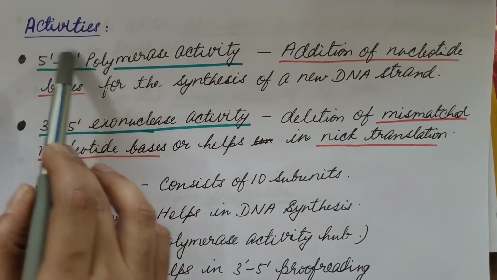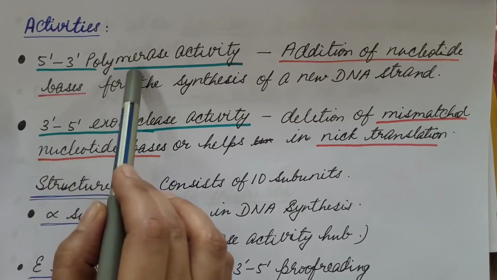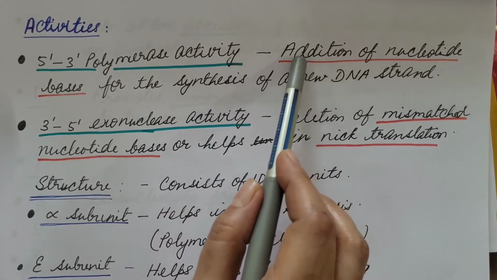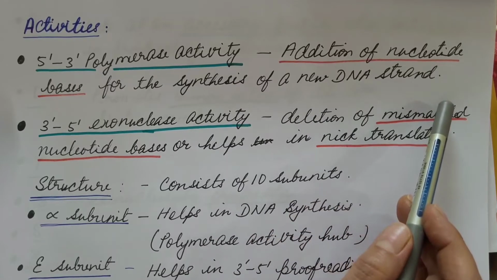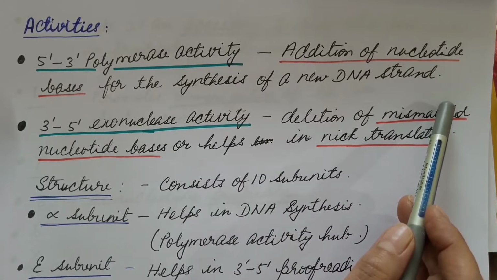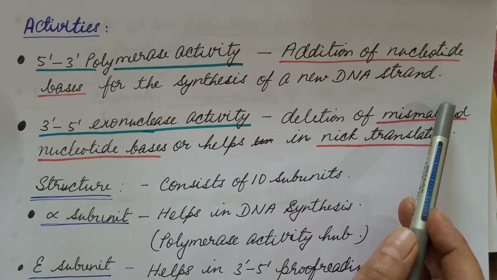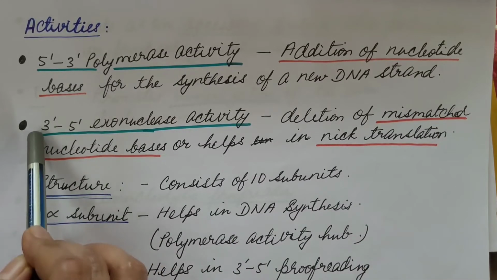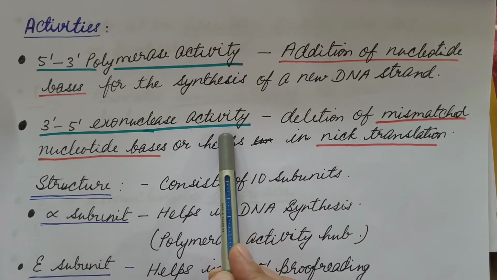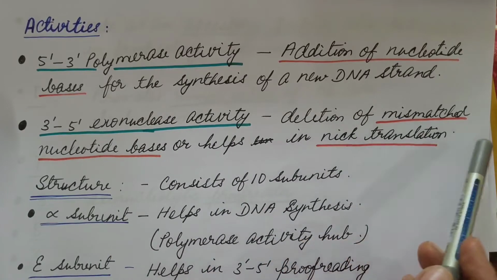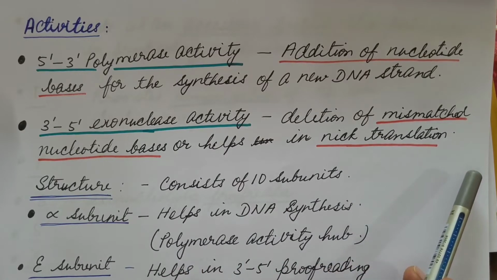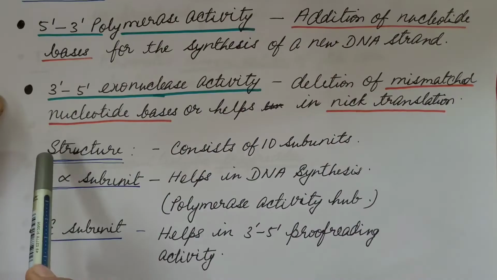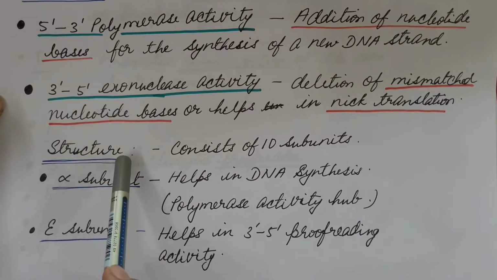Now, the activities of DNA polymerase 3 enzyme: 5'-3' polymerase activity, that is addition of nucleotide bases for the synthesis of a new DNA strand. So, it helps in the synthesis of the new DNA strand which is complementary to the template strand. 3'-5' exonuclease activity, that is deletion of mismatched nucleotide bases or helps in nick translation. This we have already discussed in detail in previous video. You can refer to it. Now let us see the structure of DNA polymerase 3 enzyme.